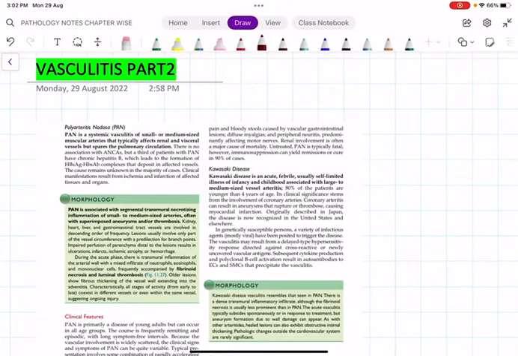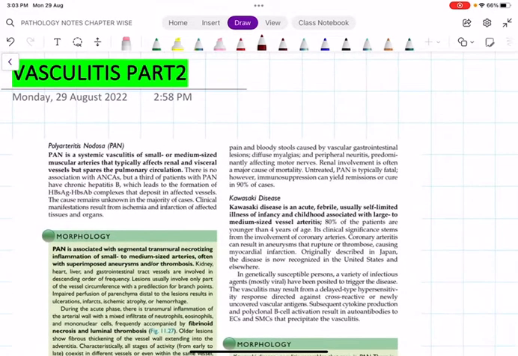Hello everyone. So let us continue with the next session of vasculitis. In the last session, I'm just revising, we have discussed Takayasu arteritis and giant cell arteritis. Please remember what are the important vessels that are involved in both. Number 2, what are the clinical features. Number 3, what are the typical morphology.